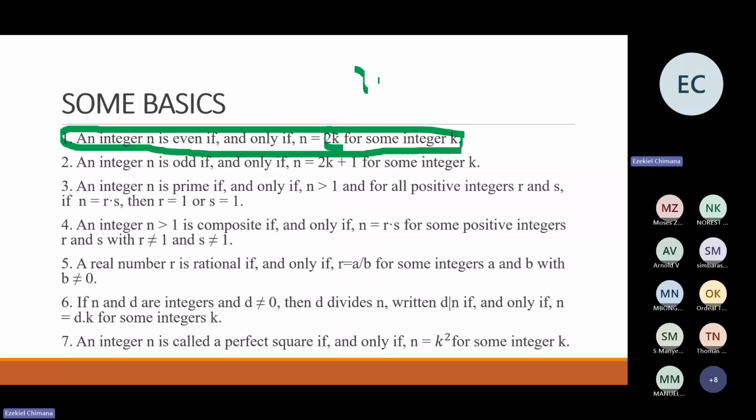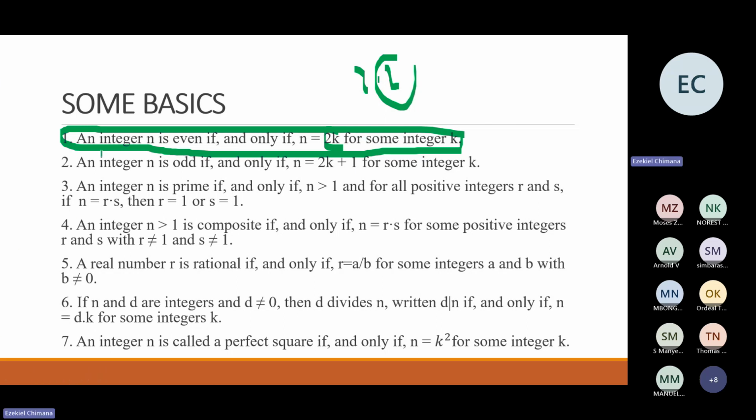Maybe it's 2 times 2, which means your k will be equal to 2. Maybe it's 2 times 1, maybe it's 2 times 3, maybe it's 2 times 20, where your k is 20. That number which is multiplied by 2 is always going to give us what? An even number. So we are guaranteed that that number is going to be an even number, just like that. So this is the first basic that you need to know.